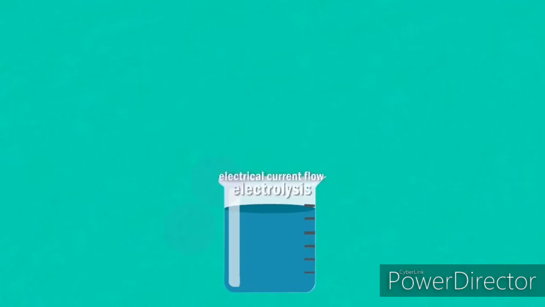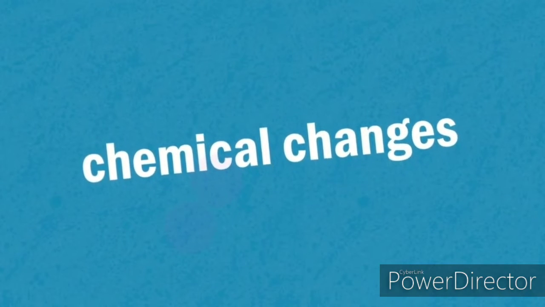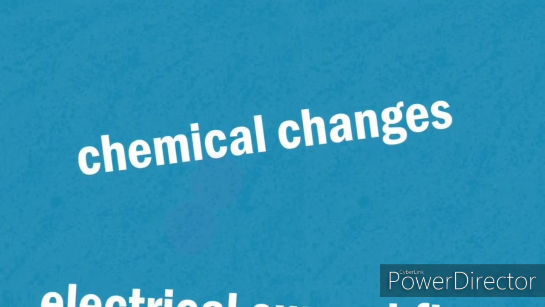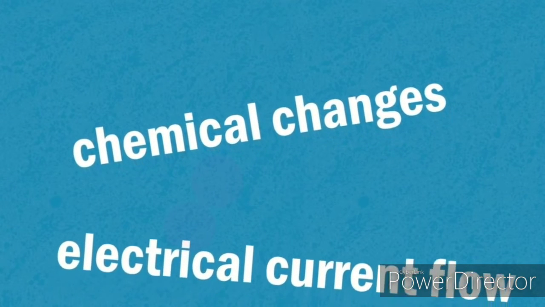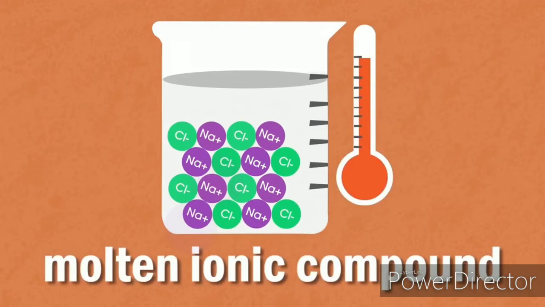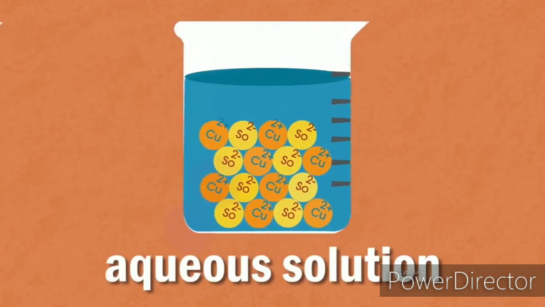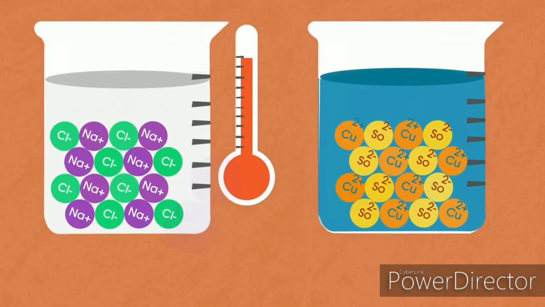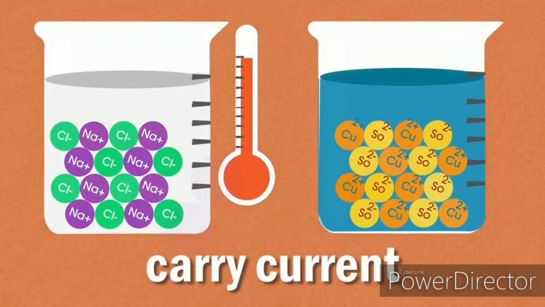through a liquid which causes chemical changes. Yes, you did hear that correctly. Current flowing through a liquid. Now, not all liquids can conduct. The liquid can be a molten ionic compound or an aqueous solution. In either case, it must be able to carry current.